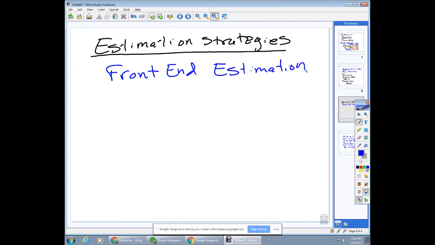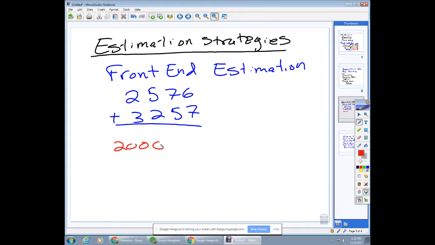So if I had, for example, 2,576, and I wanted to add that to 3,257. With front-end estimation, again, because we read from left to right, we're going to call the left side the front. We only worry about the thousands. So the first attempt would be to say, well, this is about 2,000, and it uses truncating. You just look at the digit, plus 3,000. And so it's about 5,000.